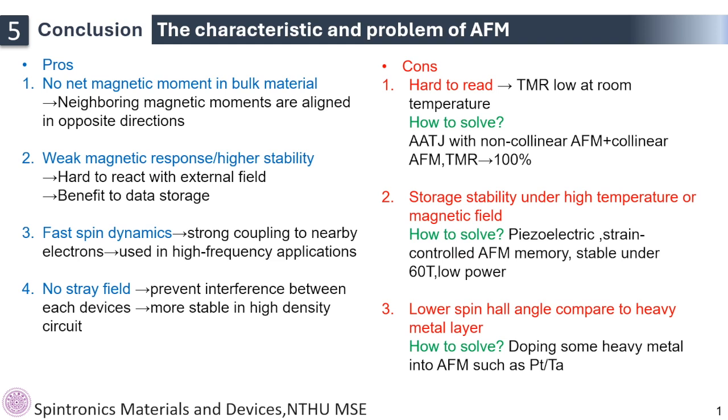Last one is the problem when we use AFM in SOT devices. We know in SOT devices, the most important parameter is the spin Hall angle. However, AFM materials' spin Hall angle is not so large compared with heavy metal. There's one way to improve this, which is to dope some heavy metal such as platinum or titanium into AFM. Then we can have a larger spin Hall angle with the advantage of AFM material.